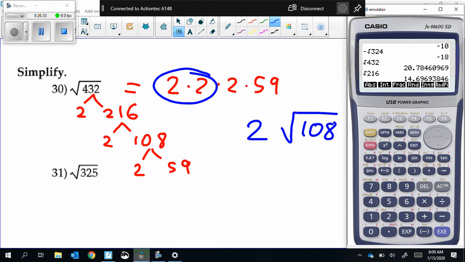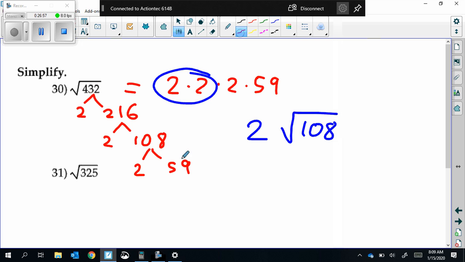And when you're doing it this way, I would always check. There's square root of 432. It's 20.78. Check your final answer that you're writing down. 2 square root 108. Make sure that they match. 20.784, 20.784. I wrote 59 instead of 54.